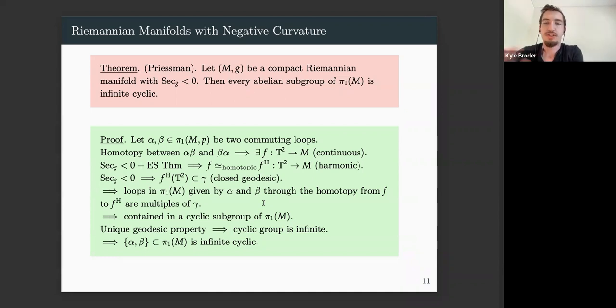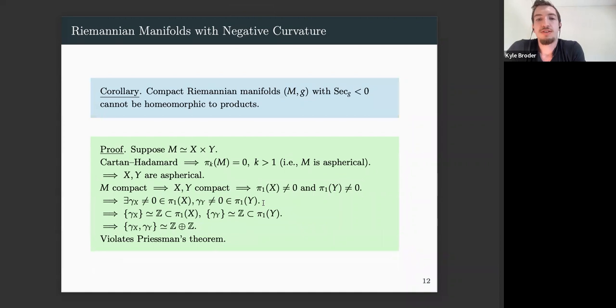This is perhaps a non-standard proof. It appears in Jost's book, but I think it's nice to do it via harmonic maps. So we have the following important corollary: if we have a compact Riemannian manifold with negative sectional curvature, then it can't be homeomorphic to a product of positive dimensional Riemannian manifolds.